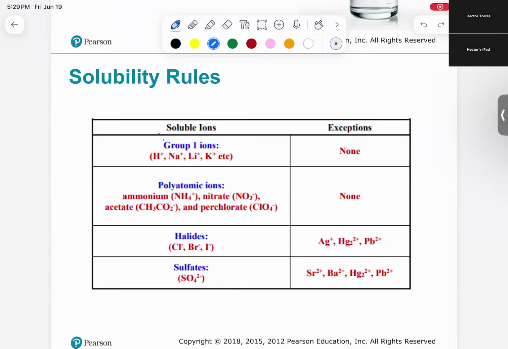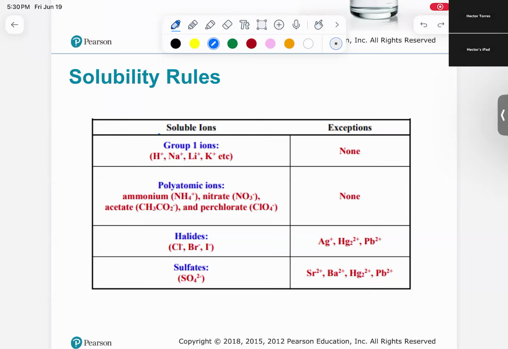This first one is for the group 1 ions. Group 1 ions are everything in column 1, so it's going to be hydrogen, sodium, lithium, potassium, and everything in that column. These ones, no matter what anion they are bound to, will always be soluble.